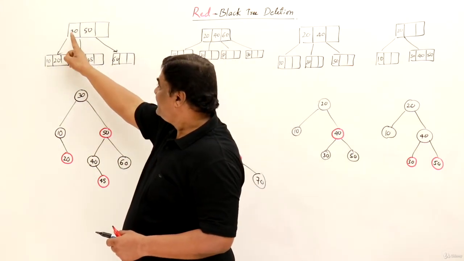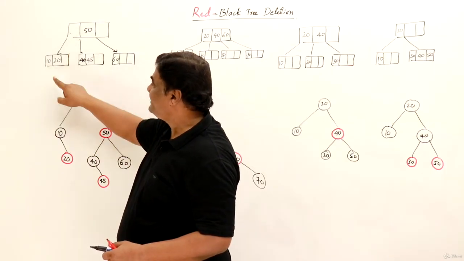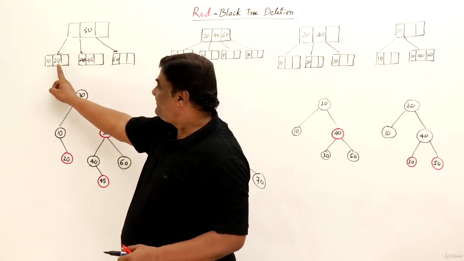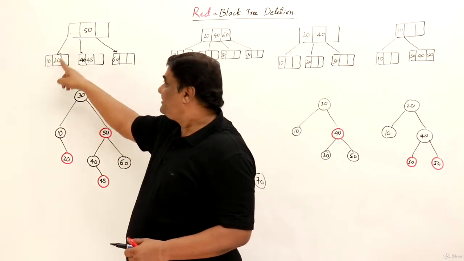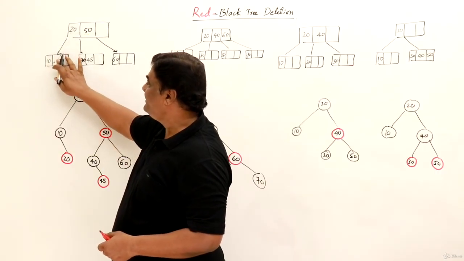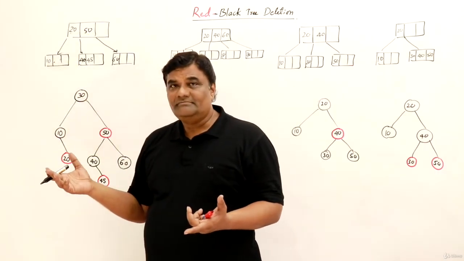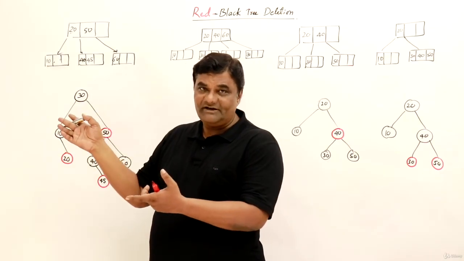If I delete 30, this becomes empty, vacant, so I should borrow a key from this side or this side. From this side, 20 will come up; from this side, 40 will come up. First I will show 20. 20 goes up, and if you delete 20 from here, then there is no problem. That's how the red black tree also behaves in the same way.